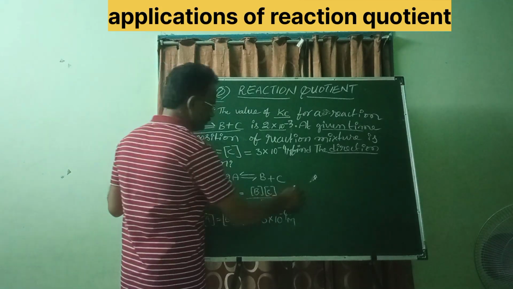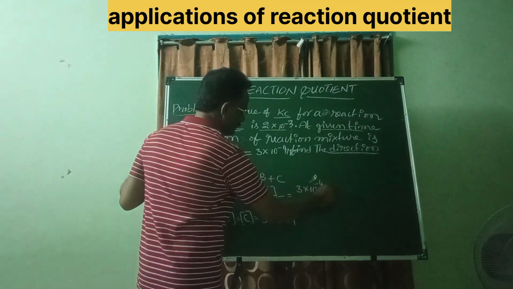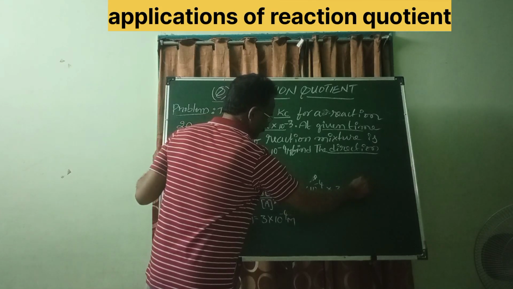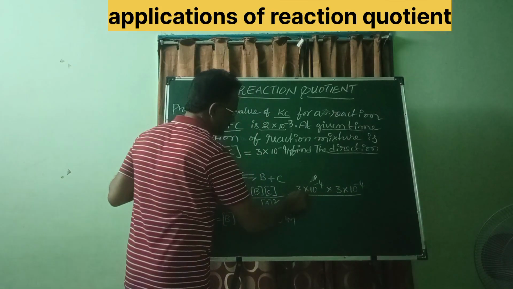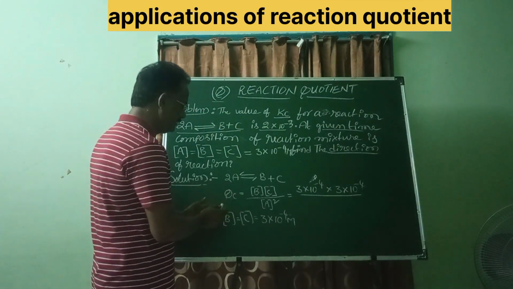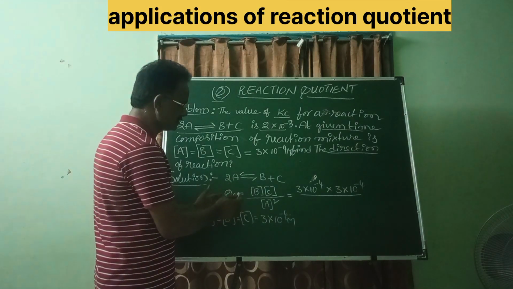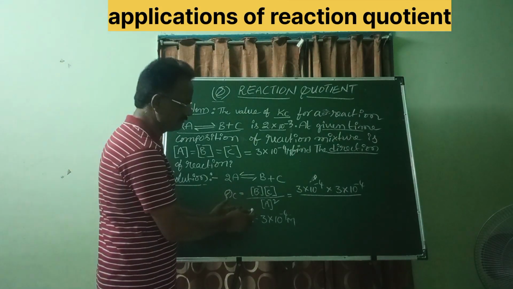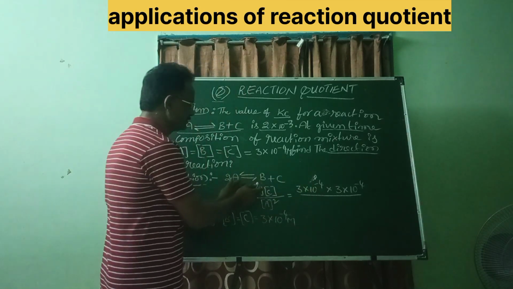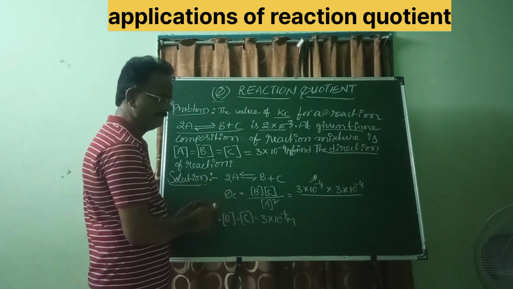Let us substitute this: 3 into 10 power minus 4 into 3 into 10 power minus 4. Observe carefully. What is happening here? The concentration of B is 3 into 10 power minus 4, and the concentration of C is also 3 into 10 power minus 4. So we have substituted the values instead of the concentrations of B and C. Is it clear?